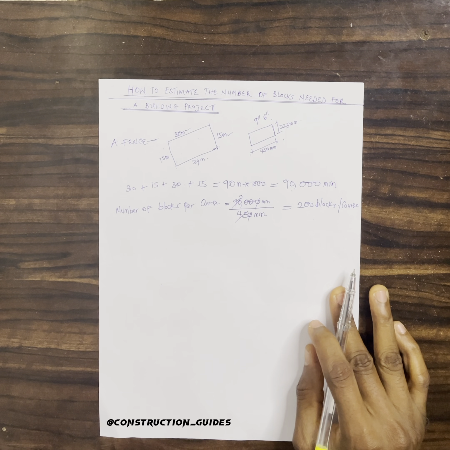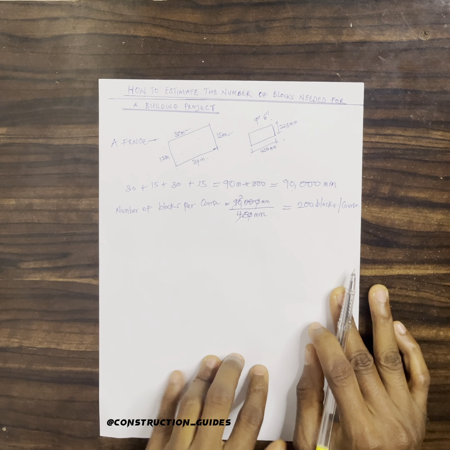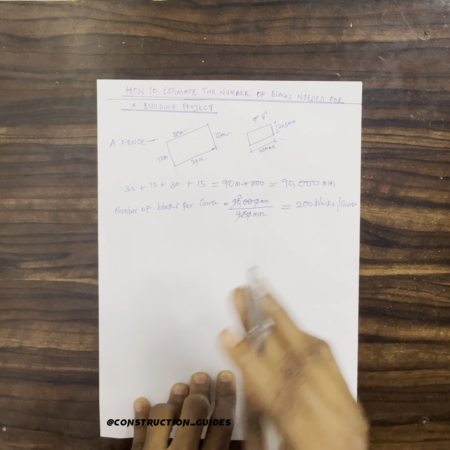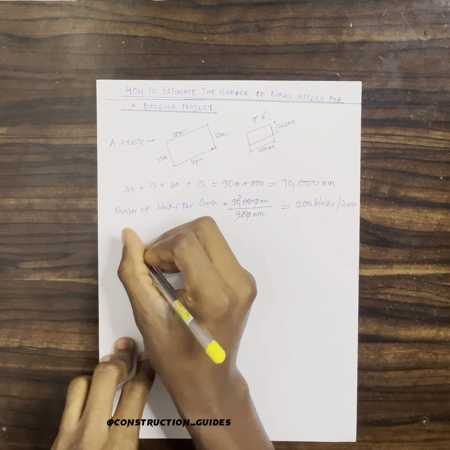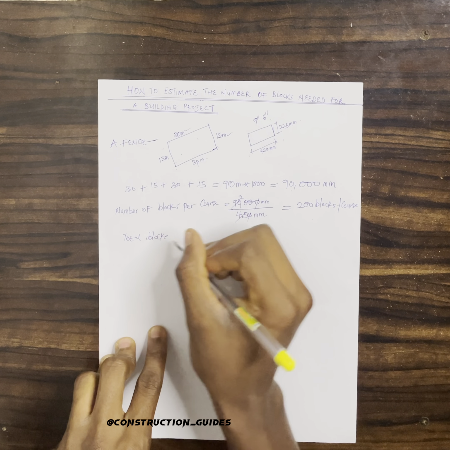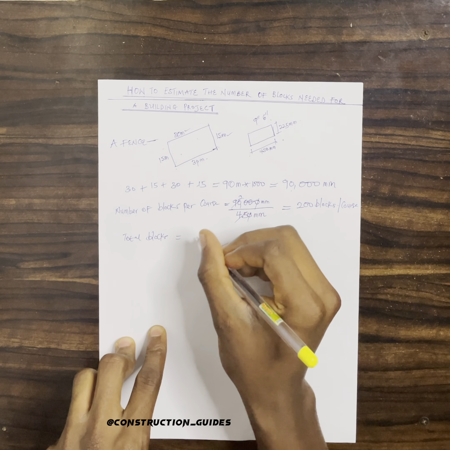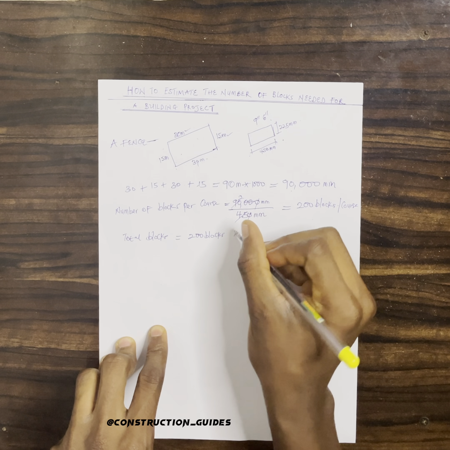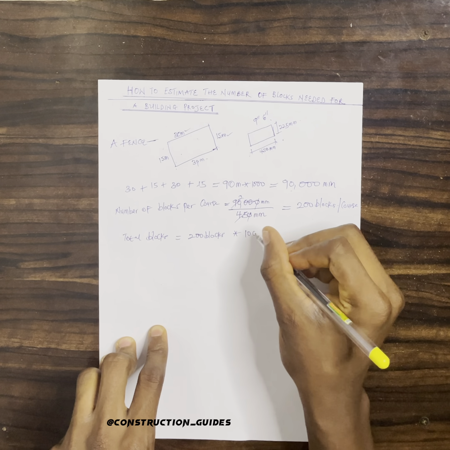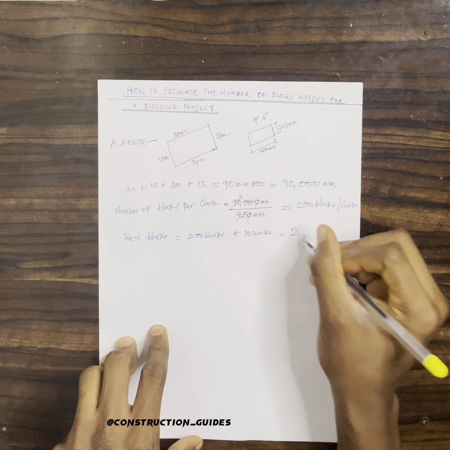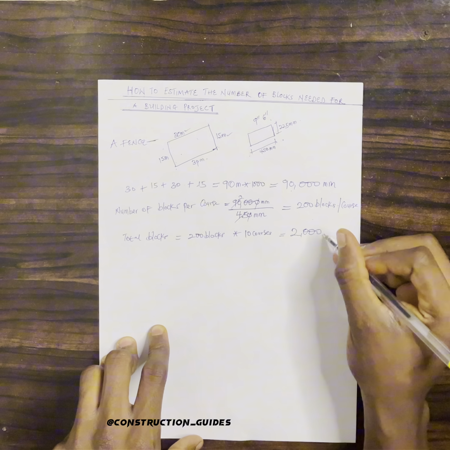Now let's say we are going 10 courses at the end of the day. The number of courses you're going is all dependent on you as the engineer. So let's say we're going 10 courses. So the total blocks we will need will be 200 blocks times 10 courses. Now that will give us 2,000 blocks.